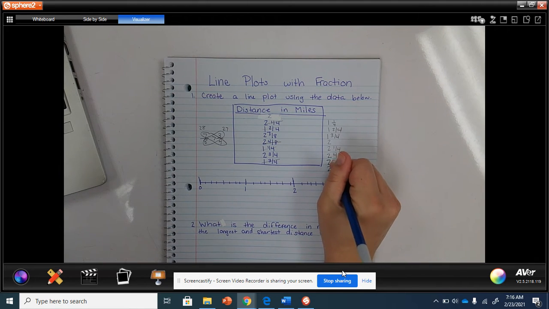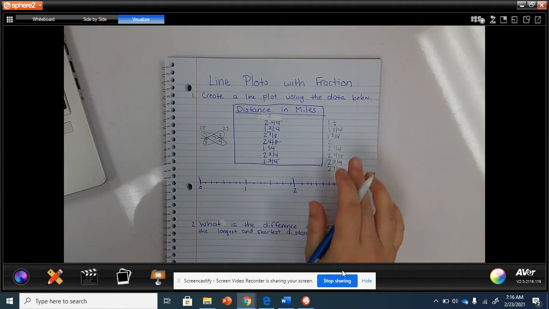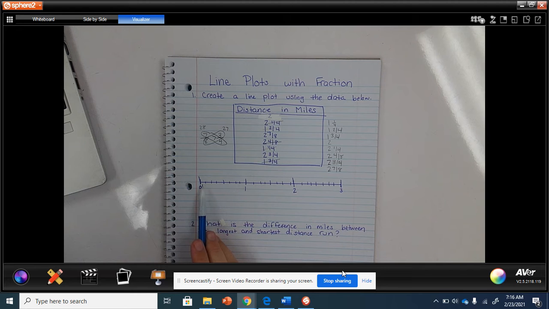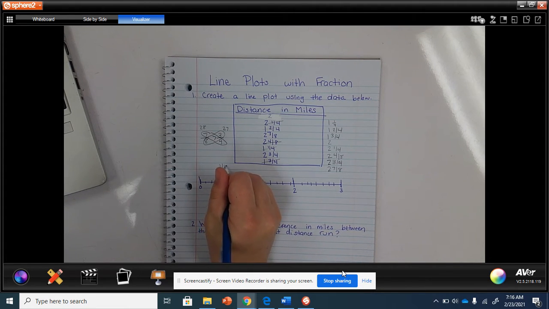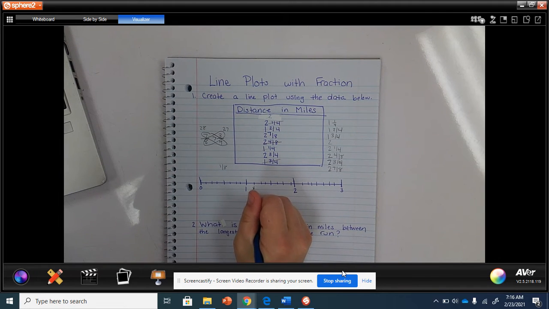Okay, next I'm going to plot these data points on the number line. So I'm going to start with 1 1/4. So first I'm going to figure out what this line is divided into. I see it's divided into 1, 2, 3, 4, 5, 6, 7, 8 spaces. So these are out of 8s. So 1 1/4, if this is 1/8, 2/8, 3/8, 4/8.